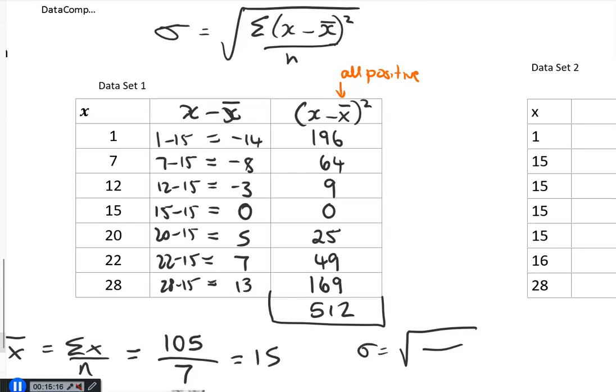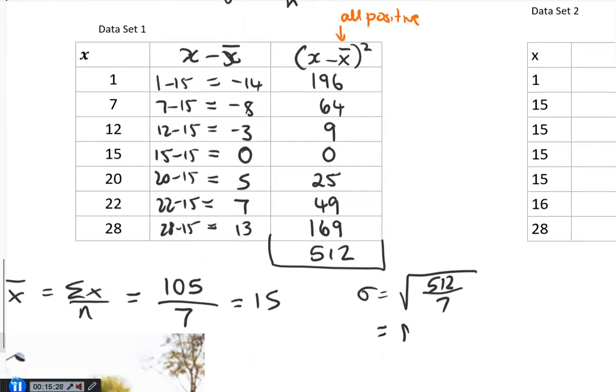512. What's going to go at the bottom? 7. Work it out. And that is 73. I know, shocking, isn't it?